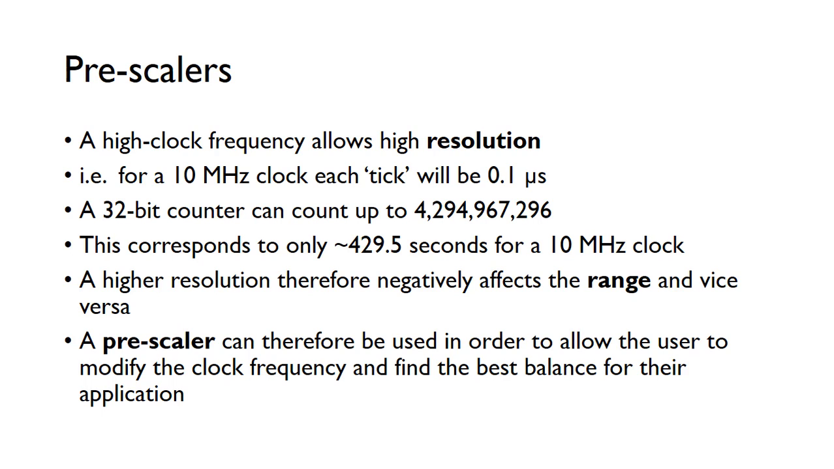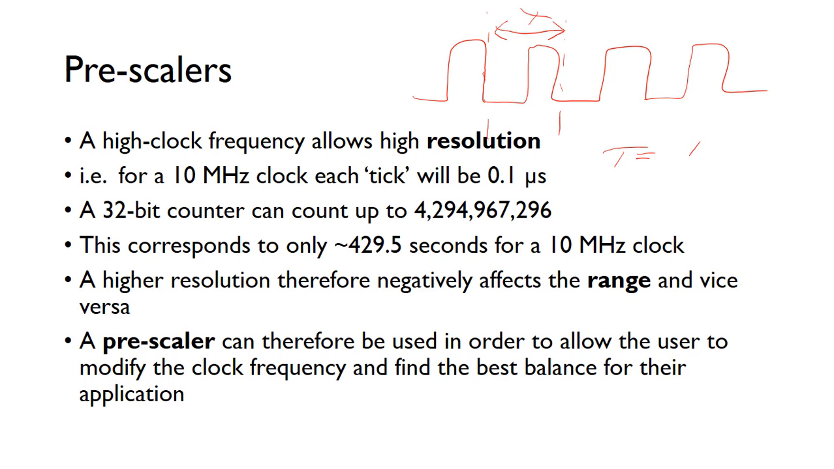The fact that we've got a high clock frequency allows us to have a high resolution. Consider a 10 MHz clock: each tick will be 0.1 microsecond. We've got a clock signal like this, so we know that this is one period, and the period is just equal to 1 over f. So for a 10 MHz frequency, it gives us a period of 0.1 microseconds.